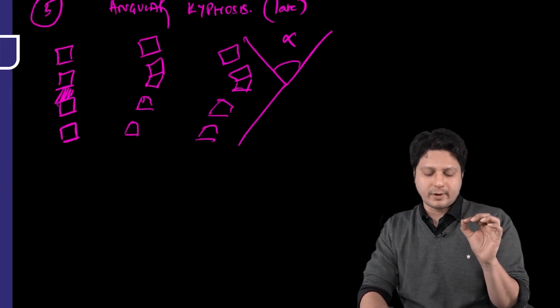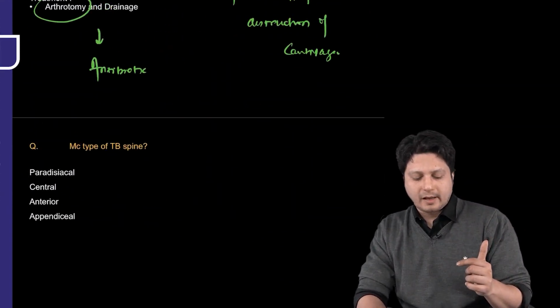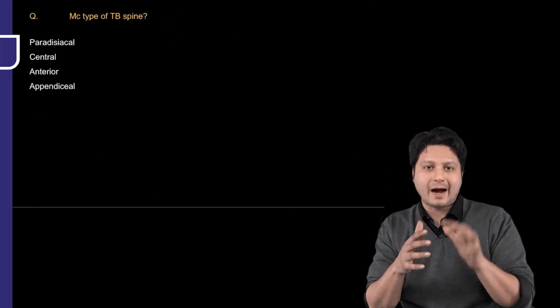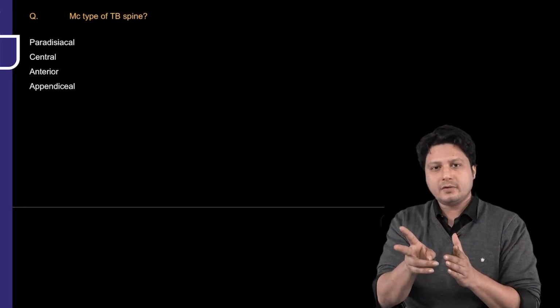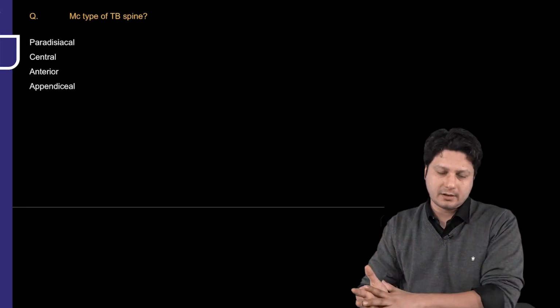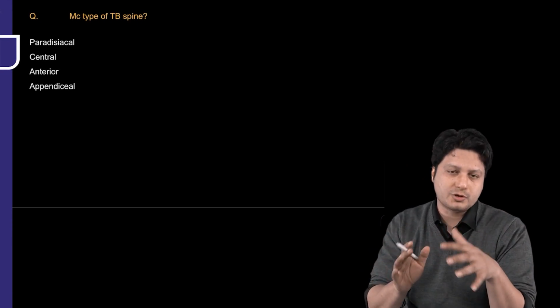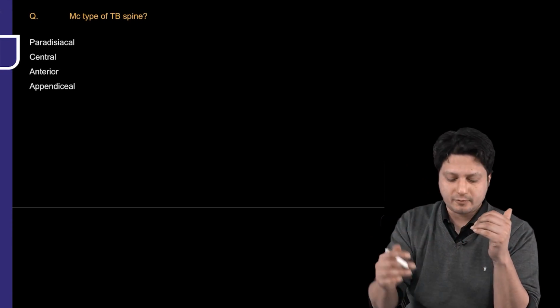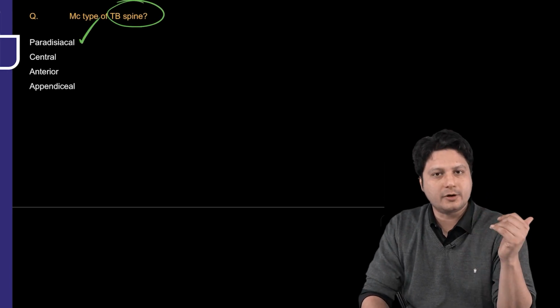Let's have a quick revision of what we have talked about, because every time you get a question related to tuberculosis of the spine, most of the time the examiner wants you to be able to identify the condition first of all. Second, you should be able to at least primarily manage the condition. Based on that, this question is now in trend: the most common type of involvement in tuberculosis of the spine is the paradiscal type. We have already talked about that.